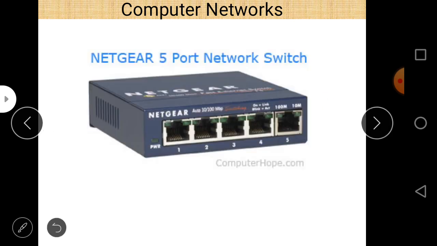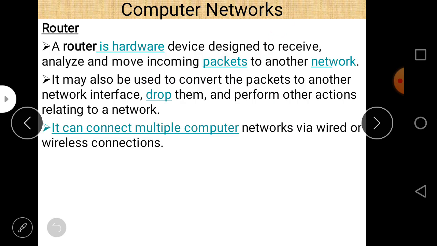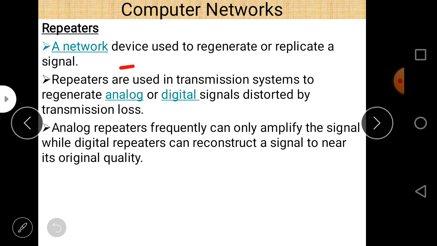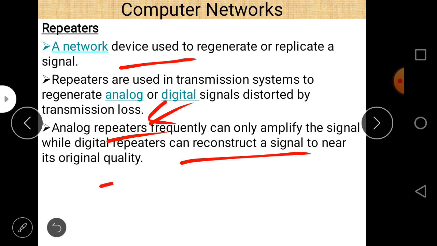Then router: it is a hardware or networking device designed to receive, analyze, and move incoming packets to another network. Say, an example of a wireless router. Then repeaters: as the name suggests, they repeat, amplify, and regenerate the data, and the signal may be analog or digital. An analog repeater amplifies the signal, while a digital repeater can reconstruct a signal near its original quality. So these are some networking devices.